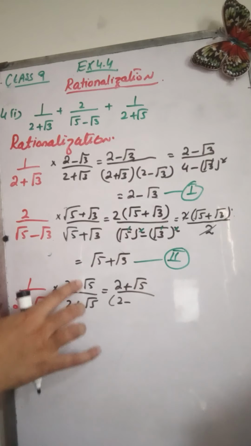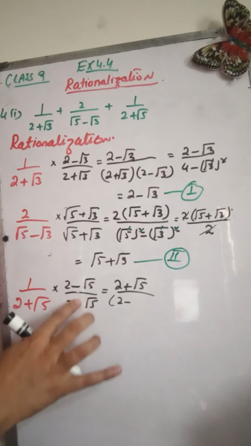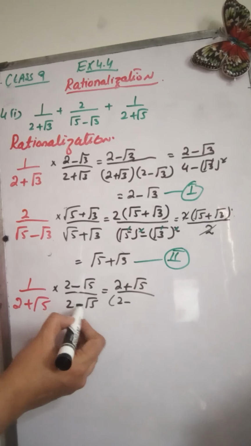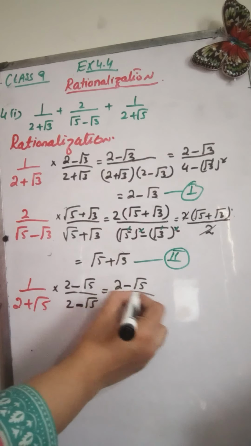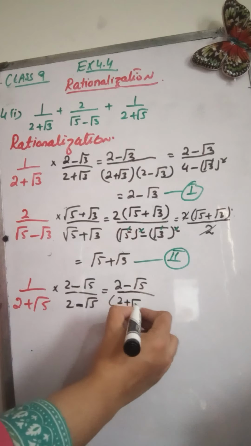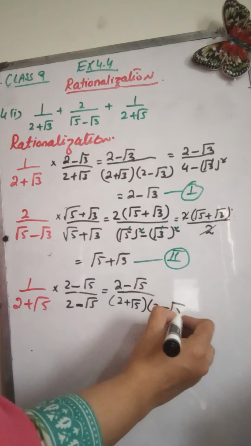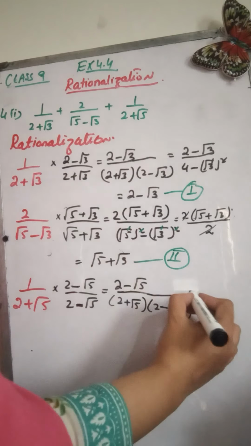I am going to multiply with the negative sign. The conjugate of 2 plus √5 is 2 minus √5. So over here we are going to have 2 minus √5, and over here we are going to have 2 plus √5 times 2 minus √5. Okay, and what do we get here?